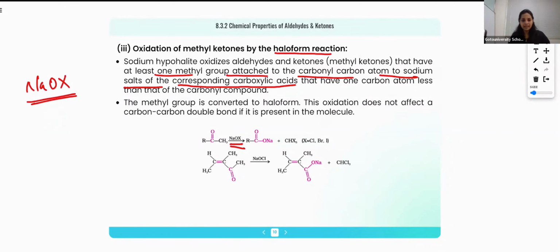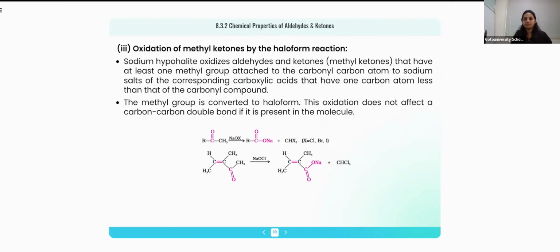React with a ketone, they will produce, see, an acid that has one carbon atom less than that of the carbonyl compound. What is the product you are getting? You are getting an acid with one carbon less in the product. Got it? That is called oxidation of methyl ketone by haloform reaction. This reaction is important. Okay?